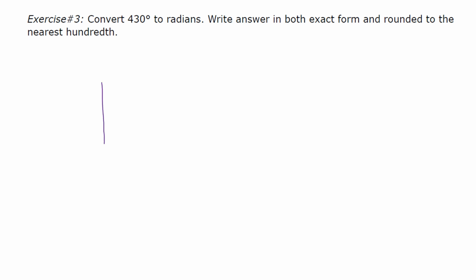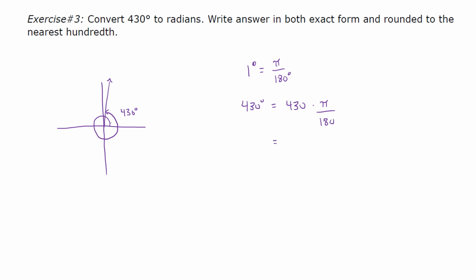So 430 degrees is more than 360. It lands in the first quadrant, almost hitting the 90-degree bar. So it's 430 degrees. So we know 1 degree is equal to pi over 180. And if I want 430 of them, I'm going to take 430 times pi over 180. I will simplify this and I will get 43 pi over 18.